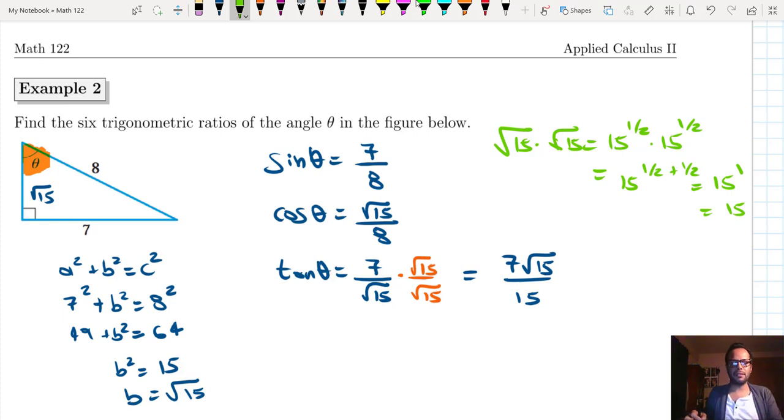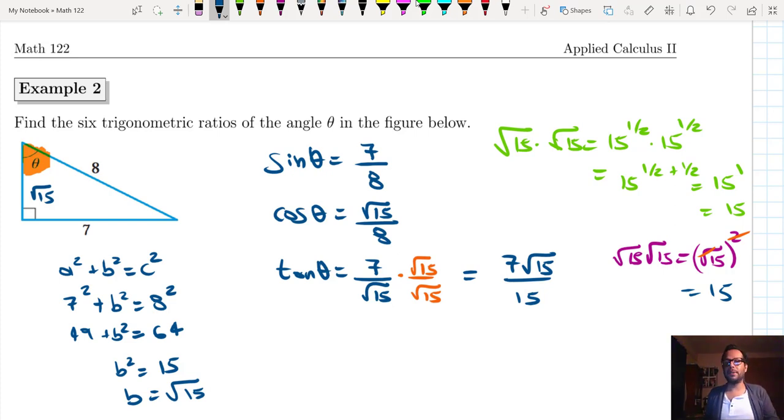Another way to see this is, let me write it down here. The square root of 15 times itself is the same as saying the square root of 15 quantity squared, in which the power 2 cancels the radical symbol, and that equals 15. That's another way. So that's just a mini review of what you might have learned in your Math 96 or any other intermediate algebra course, right?